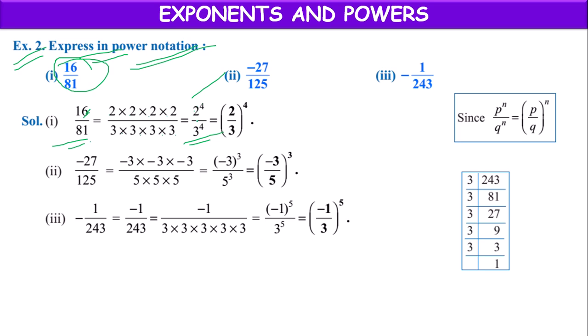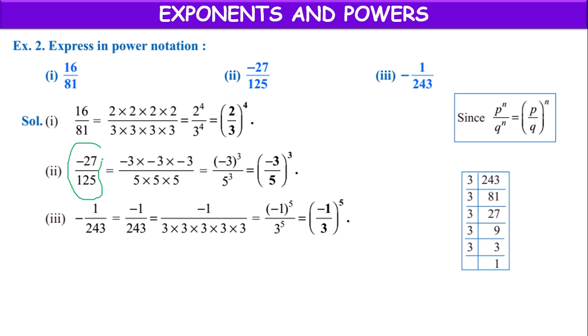2 power 4 by 3 power 4, both numerator and denominator having the same power. So we can make this power as common power for both 2 and 3. But we have to write 2 by 3, 2 by 3 whole power 4. That is the power notation form of 16 by 81.